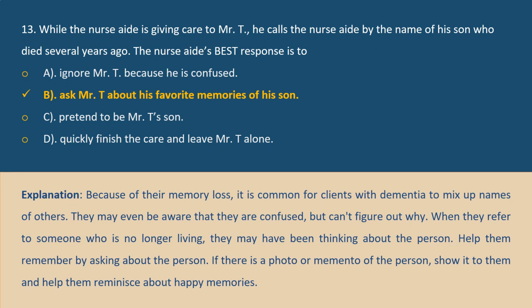Answer B. Ask Mr. T about his favorite memories of his son. Explanation. Because of their memory loss, it is common for clients with dementia to mix up names of others. They may even be aware that they are confused but can't figure out why. When they refer to someone who is no longer living, they may have been thinking about the person. Help them remember by asking about the person. If there is a photo or memento of the person, show it to them and help them reminisce about happy memories.